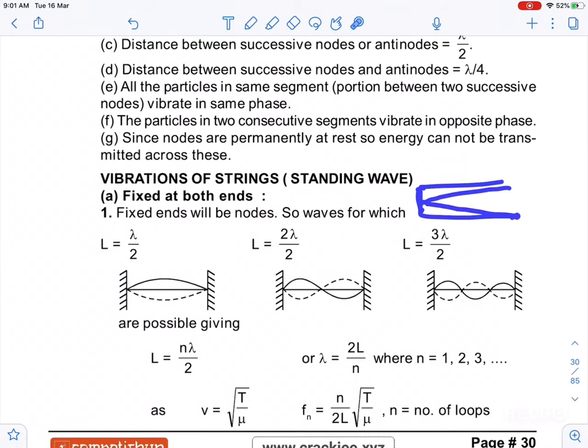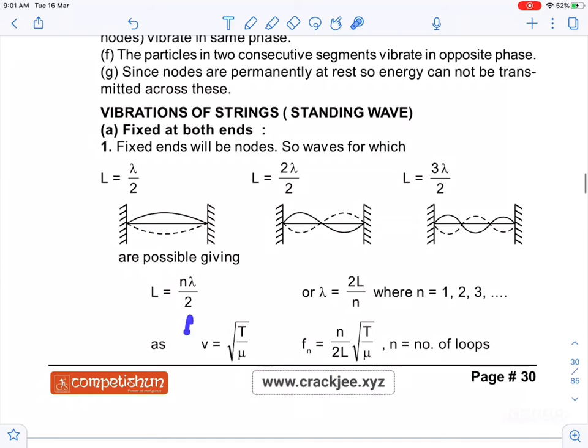Like this closed organ pipe, closed at one end and open at the other. This is the node point and this is the antinode point. A displacement antinode will be formed at the open end and a displacement node at the closed end. We get maximum displacement at the antinode point. So you have to keep this closed and open organ pipe in mind.